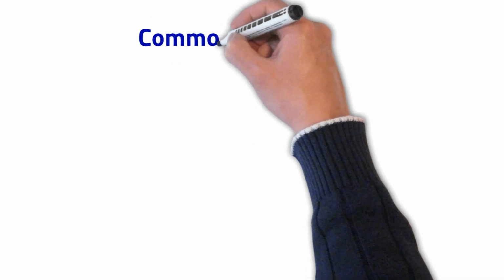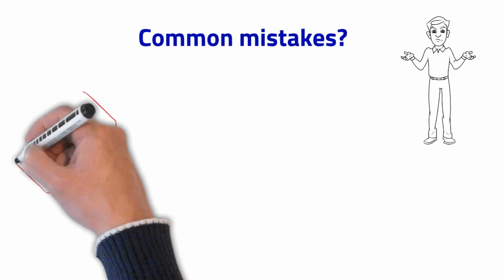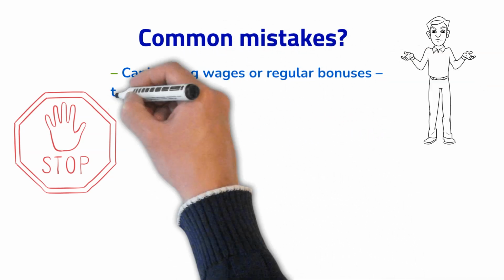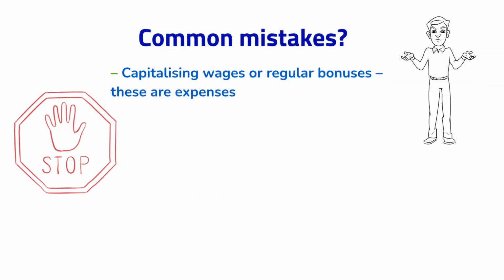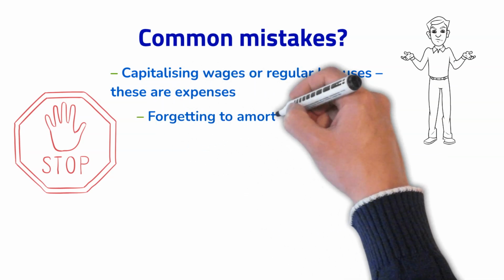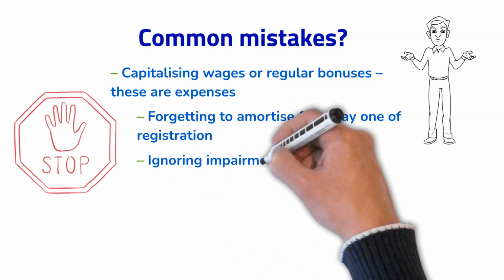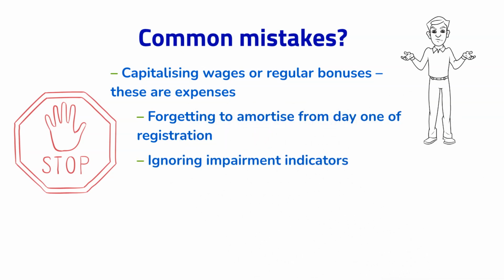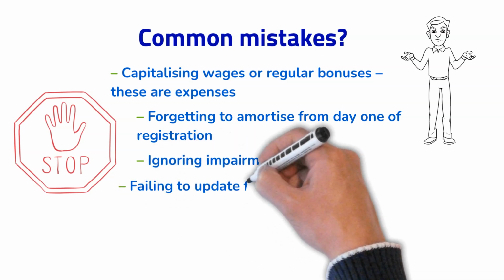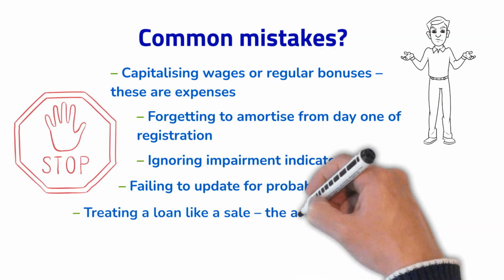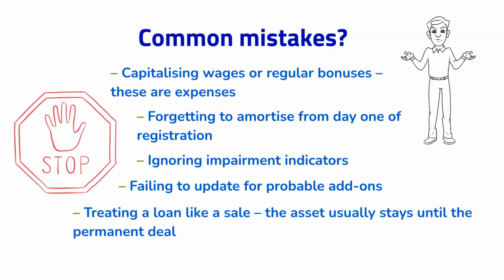Now, a few common beginner mistakes to avoid. The first one, capitalizing wages or regular bonuses. These are expenses and simply flow through the income statement as all other normal costs of running the business. The second one, forgetting to amortize from day one of registration. The third one, ignoring impairment indicators. The next one, failing to update for probable add-ons. And the last one, treating a loan like a sale. The asset usually stays until the permanent deal is reached.